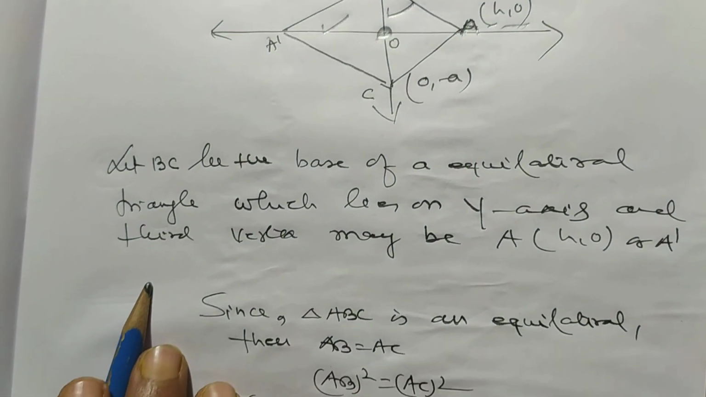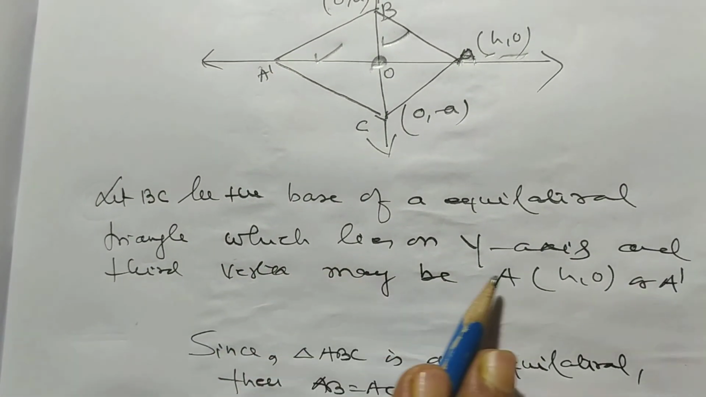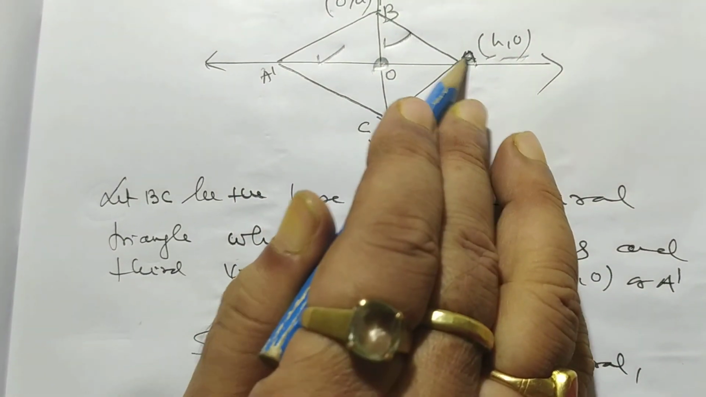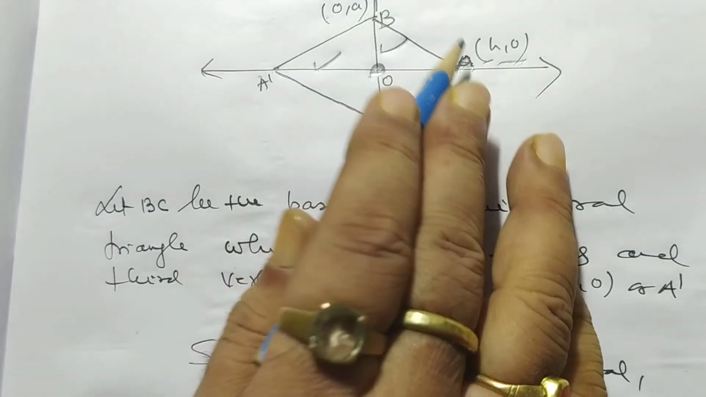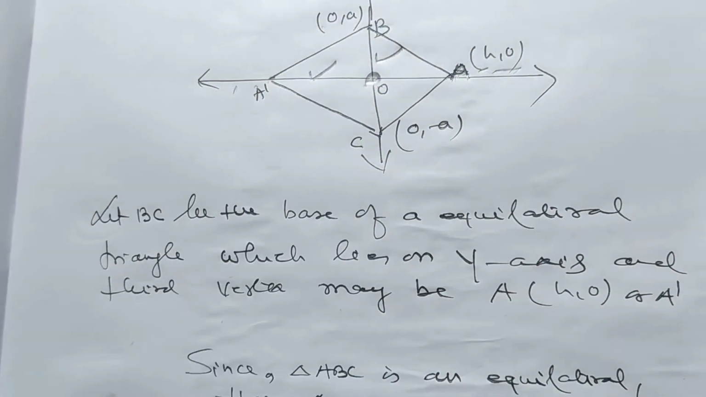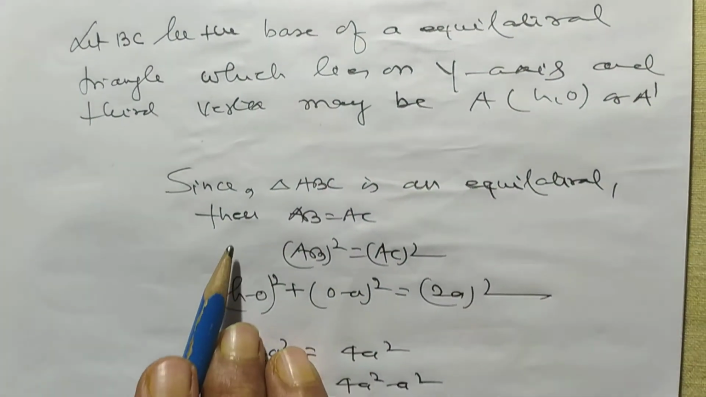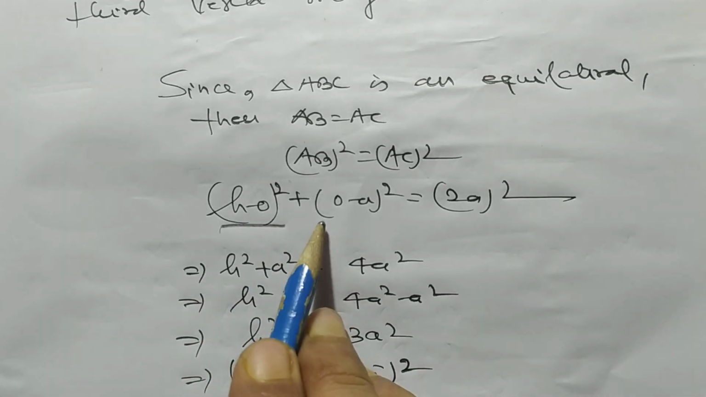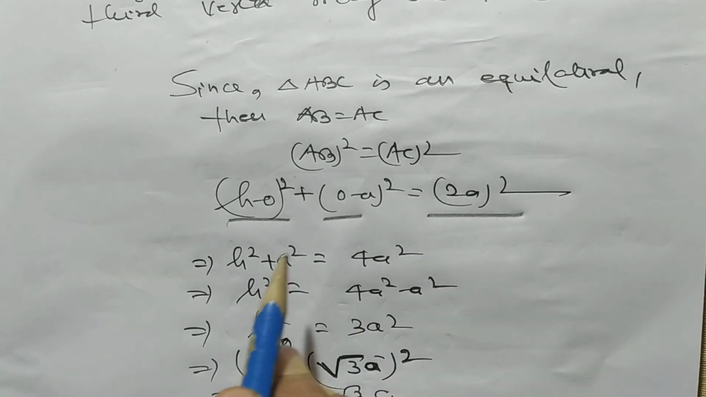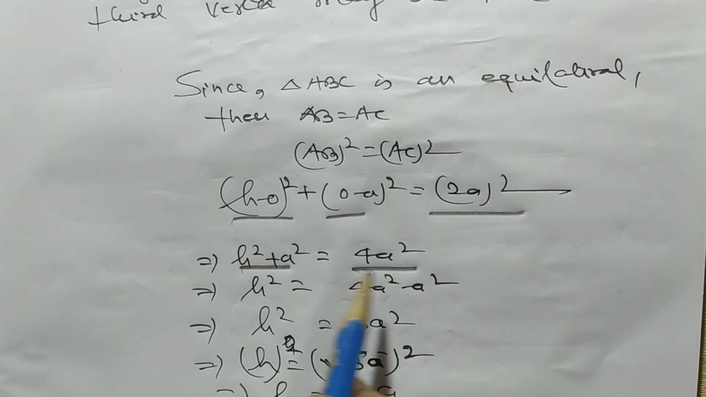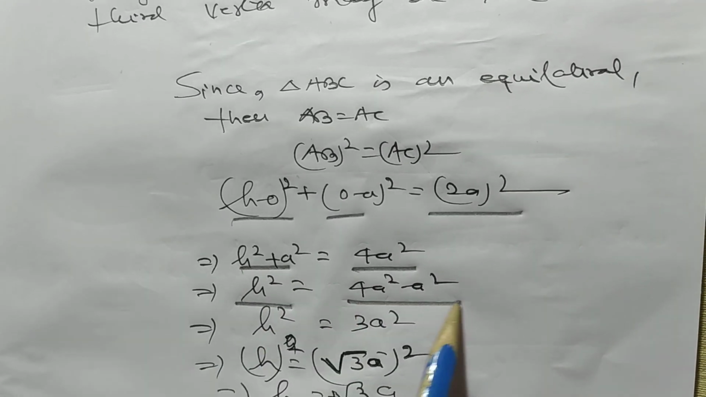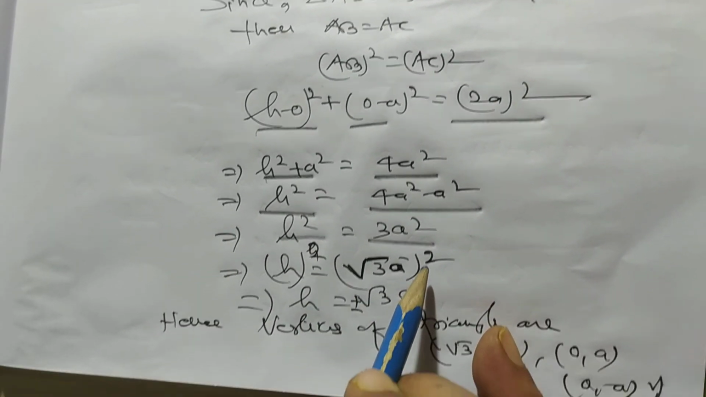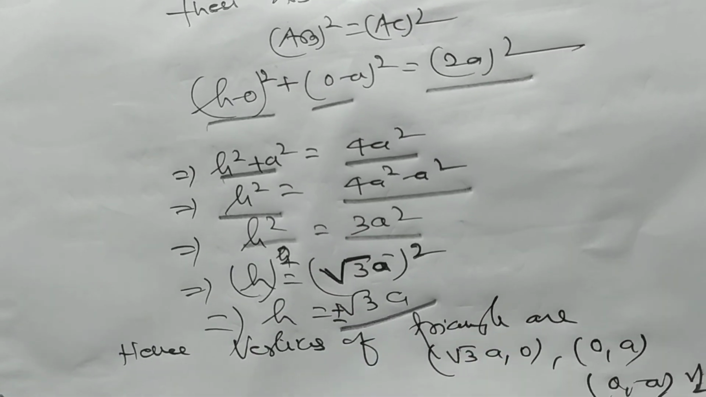Let BC be the base of the equilateral triangle which lies on the y-axis, and the third vertex may be A (h, 0) or A dash, on either side. Since triangle ABC is equilateral, AB is equal to AC, so AB square is equal to AC square. (h - 0) whole square plus (0 - a) whole square is equal to (2a) square. So h square plus a square is equal to 4a square. h square is equal to 4a square minus a square, so h square is equal to 3a square. h is equal to plus minus root 3 a.